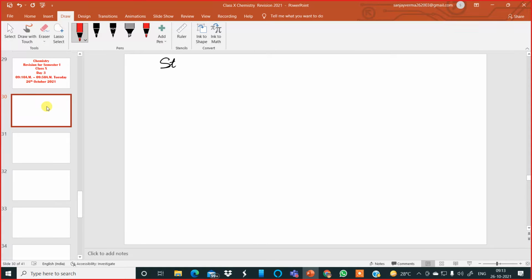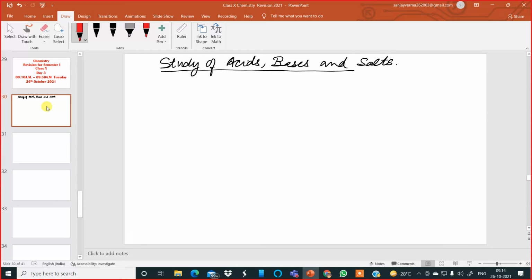Study of acids, bases, and salts. This is the chapter I am supposed to discuss the questions with you all. Today I will not give you multiple choice questions, but short answer questions, one word answer questions, one sentence answer questions, because that is going to cover all the multiple choice questions which can be asked from this chapter. So let us begin.